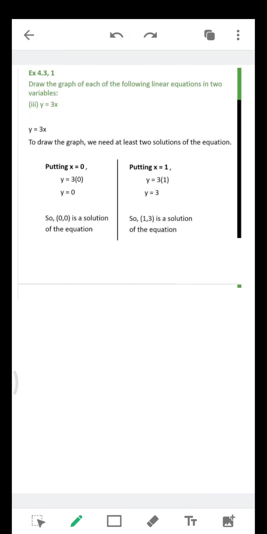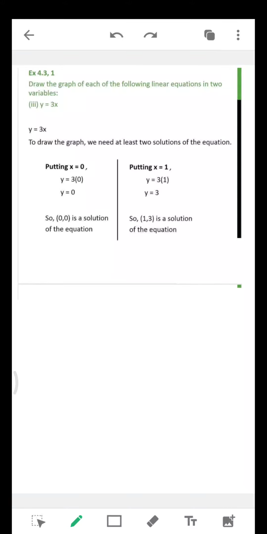Then again I'll write x is equal to 1. So it's not compulsory to take x 0, y 0 always. So here I have taken x is equal to 1 because I easily get the value. Okay, if you want to extend, you can take one more value, x is equal to 2. What will be y? y is equal to 3 into 2, that will be 6. So you can take different values, doesn't matter.